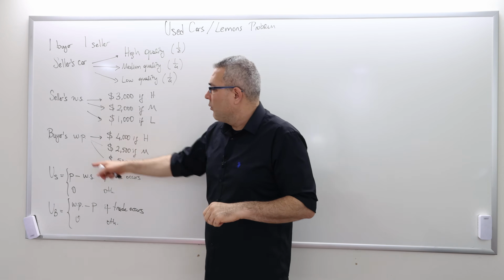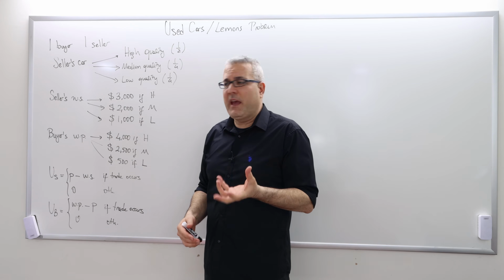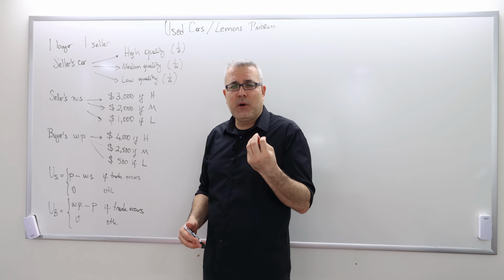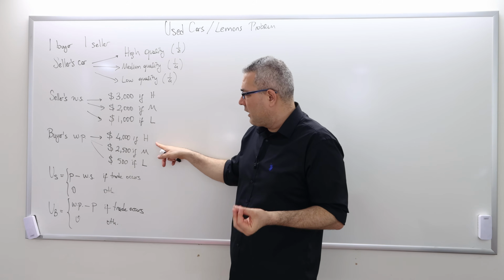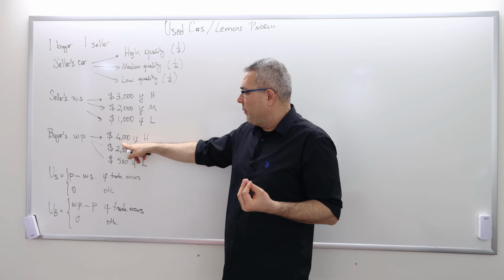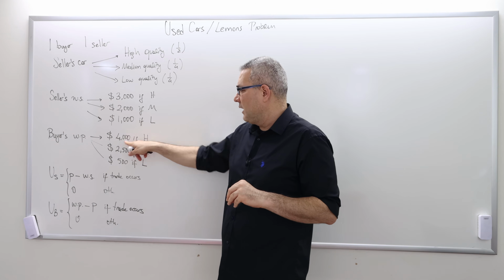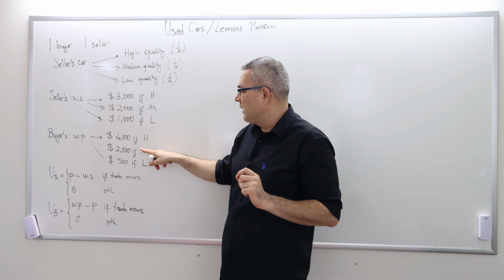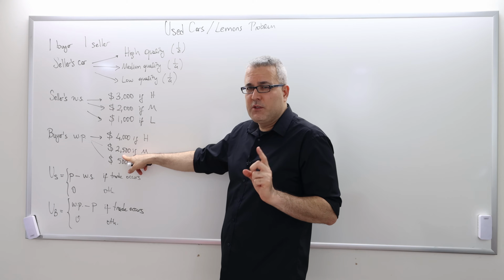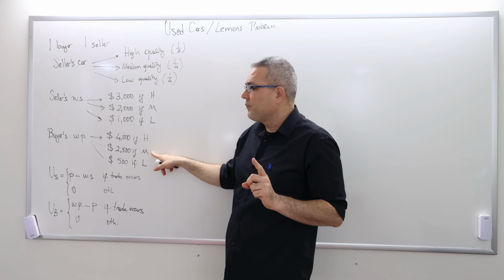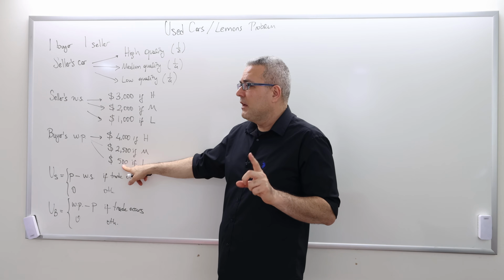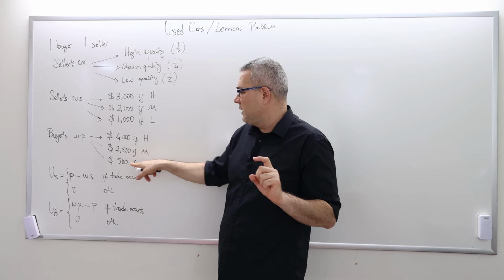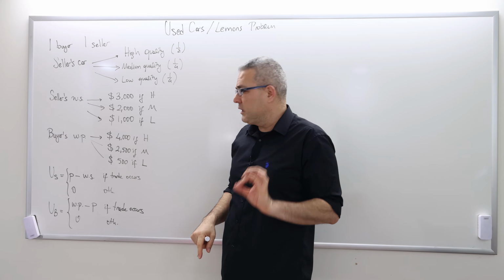What about the buyer's willingness to pay? The highest price the buyer is willing to pay depends on the quality of the car. The buyer is willing to pay up to $4,000 if it is a high quality car. He's willing to pay up to $2,500 if the quality of the car is medium. And finally, he's willing to pay up to $500 if the quality of the car is low.